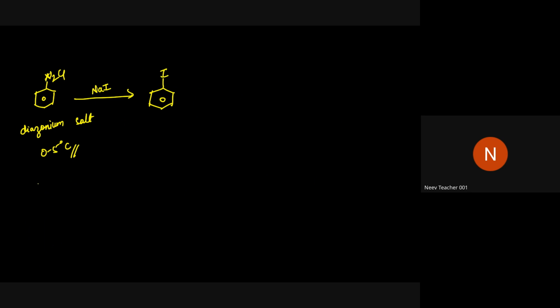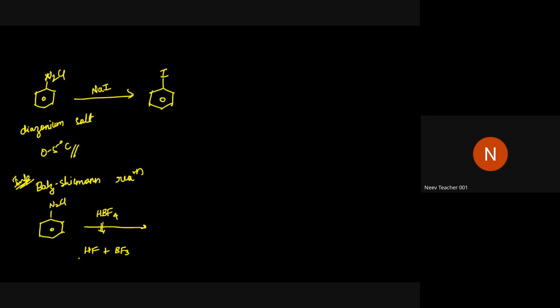So for fluorine, what we use is the Balz-Schiemann reaction. This also is very important. In Balz-Schiemann, again the diazonium salt, N2Cl, is the same common thing. The only difference is that we are going to use HBF4. It is nothing but a combination of HF and BF3, a mixture of hydrogen fluoride and BF3.